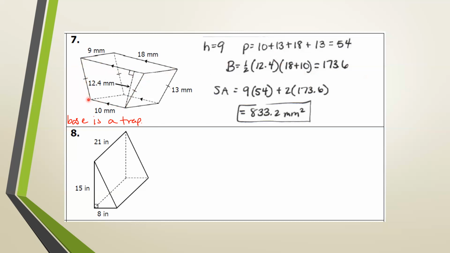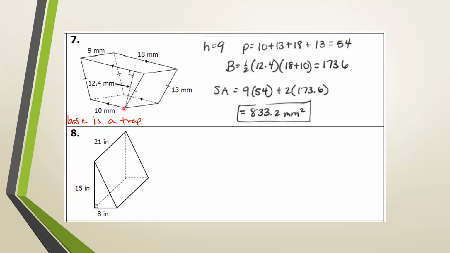So the perimeter of that base, or the perimeter of that trapezoid, is 54. Then we had to find capital B, or the area of that trapezoid. The formula for area of a trapezoid is 1/2 times the height. Well, the height of the trapezoid is here. That's our perpendicular line to our base.